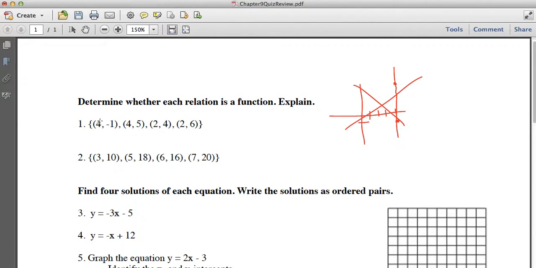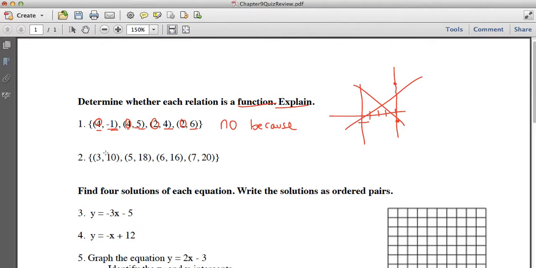Another way is to look at the domain values. The domain value 4 has 2 different range values, and that's a no-no if you're trying to make a function. You also have 2 domain values going to 2 different range values. So number 1 is no, not a function. And then when it says to explain, you could say because one of the domain values has 2 different range values. You could also say it would not pass the vertical line test when graphed.